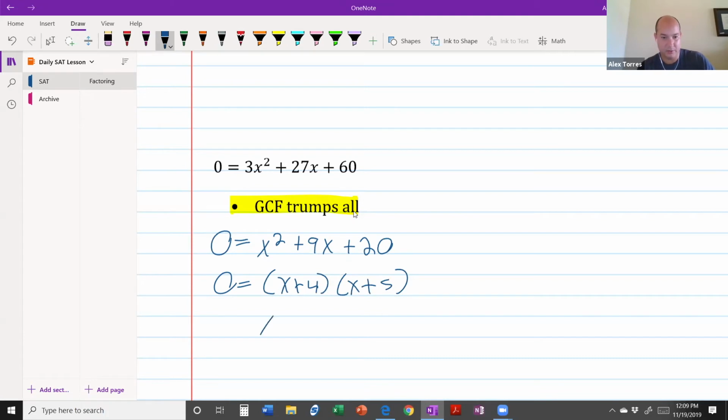And the zero product rule says that you set each of those equal to 0 now, and you get your two answers. So take away 4 from both sides here, negative 4. Take away 5 from both sides here, negative 5. So whenever you have a GCF, that should be the first and foremost thing you look for.